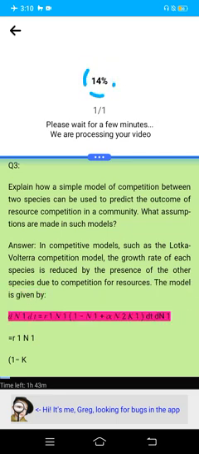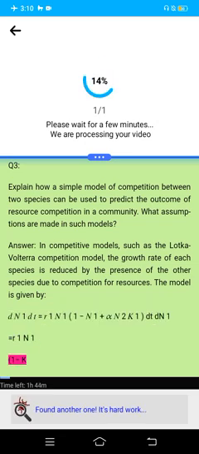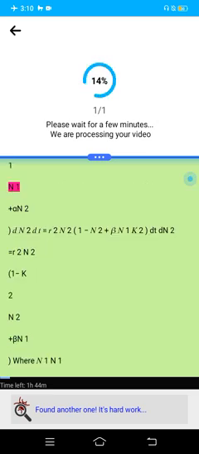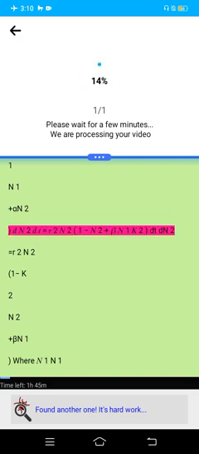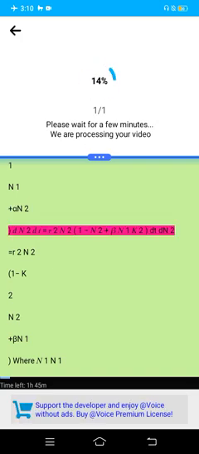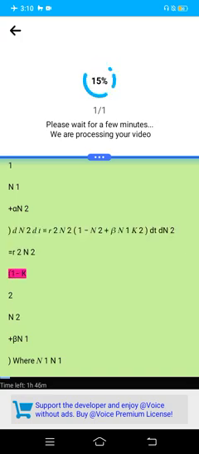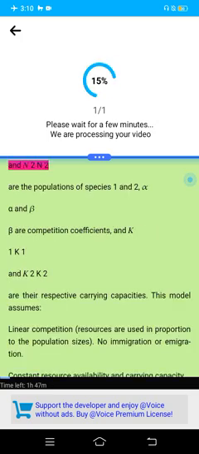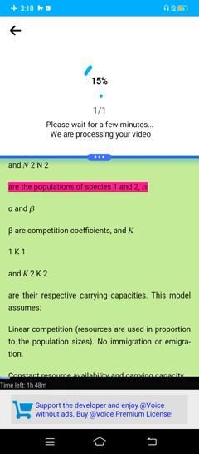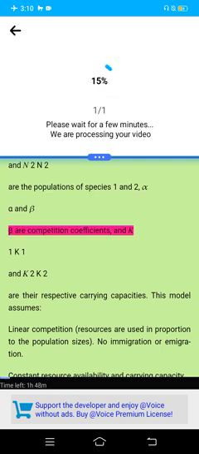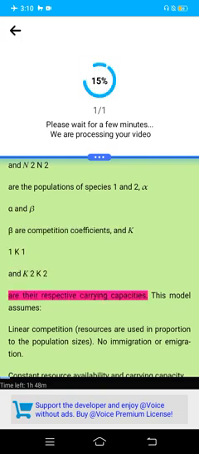dN1/dt = r1 N1 (1 - (N1 + αN2)/K1), dN2/dt = r2 N2 (1 - (N2 + βN1)/K2), where N1 and N2 are the populations of species 1 and 2, α and β are competition coefficients, and K1 and K2 are the respective carrying capacities.